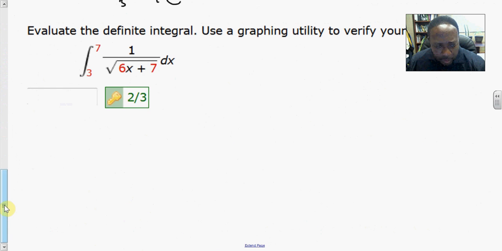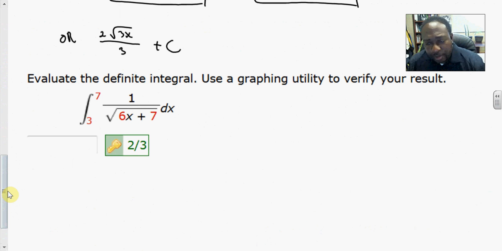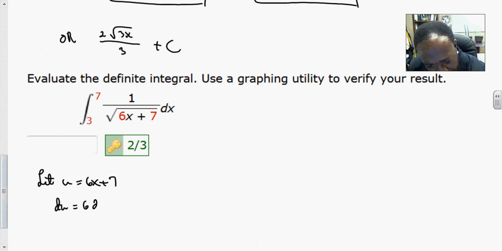This next one, here you want to actually evaluate the definite integral. Use a graphing utility to verify your results. I don't think we have to. You just integrate. Now, for this, you definitely want to be able to see the u du substitution. Simple. Let u equal 6x plus 7. So du is 6 dx. We have to represent the dx. We can do that by saying 1/6 du is equal to dx.